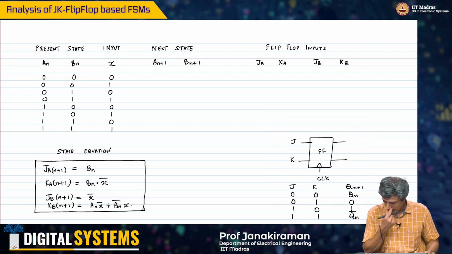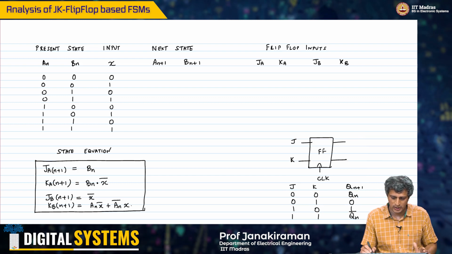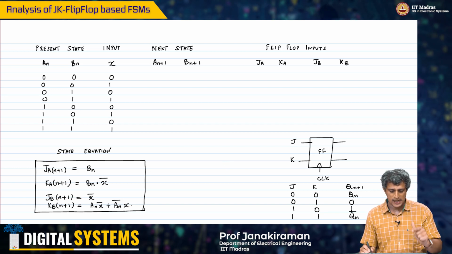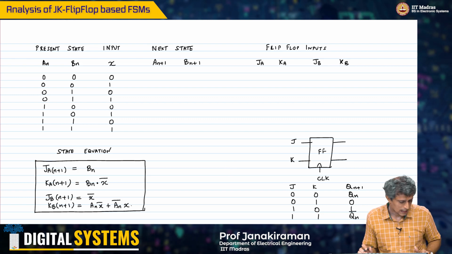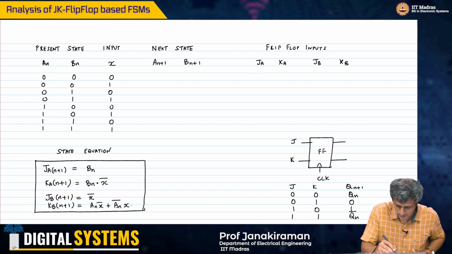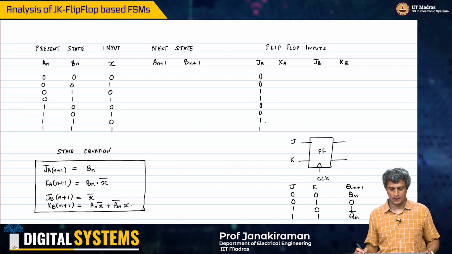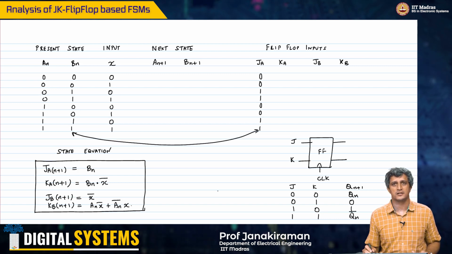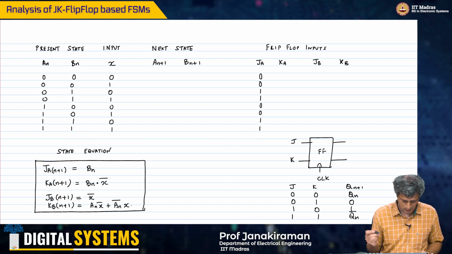So if you look at JA, the flip-flop input is simply going to be Bn for JA. So it's very straightforward. I just take whatever Bn is, that is 0 0 1 1 0 0 1 1. So it is just this, that's all. There's nothing else that is being done here.